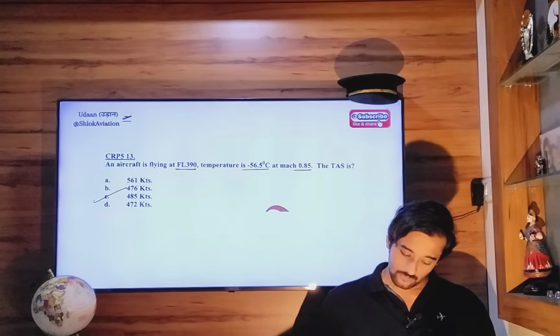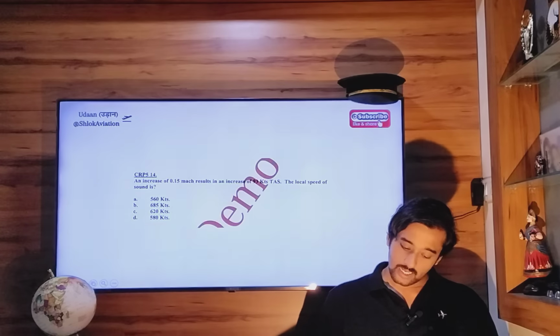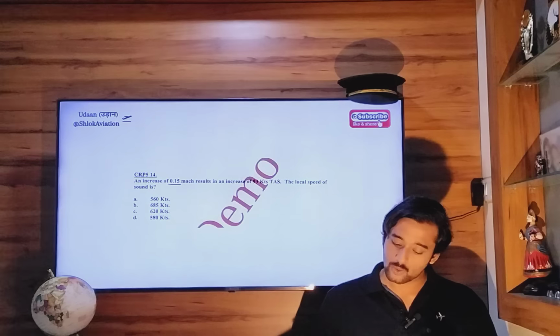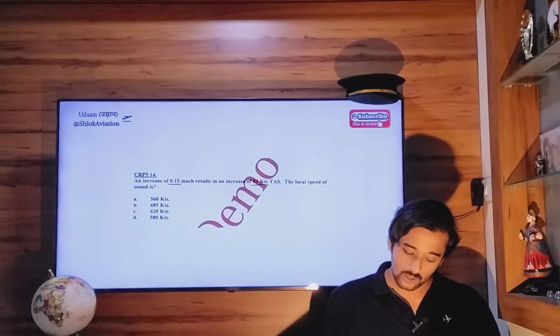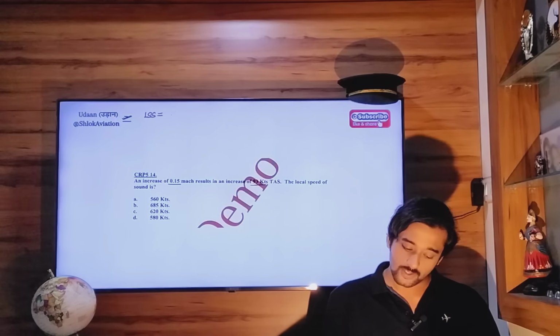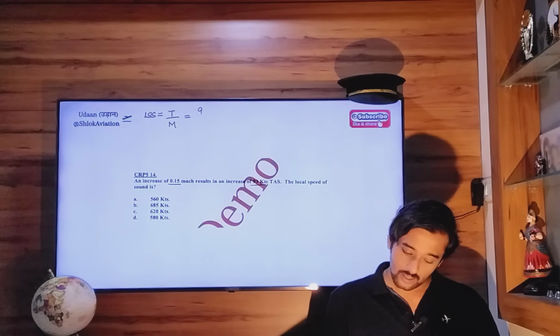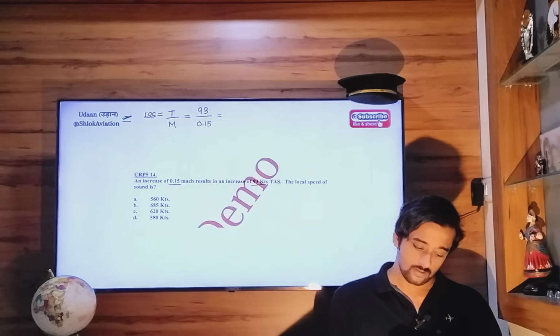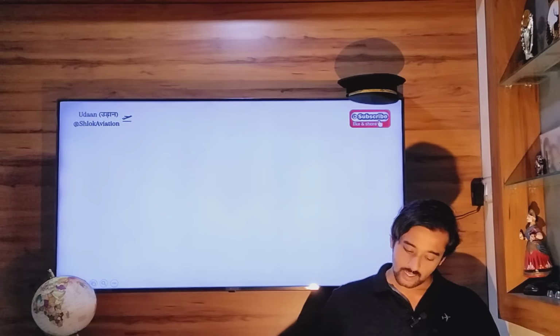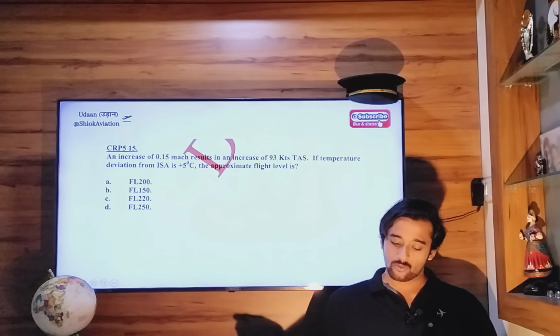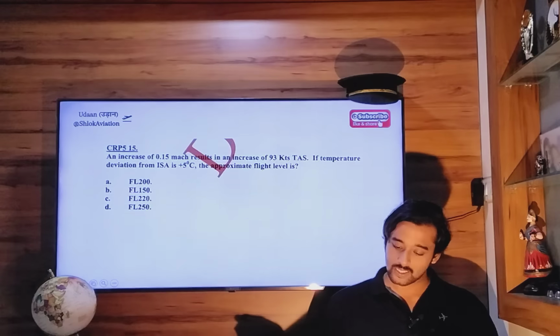So select that. Next. An increase of 0.15 Mach is equal to an increase of true airspeed of 93 knots. What is the local speed of sound? So local speed of sound will be true airspeed divided by Mach number. So 93 divided by 0.15 is 620. Option Charlie.